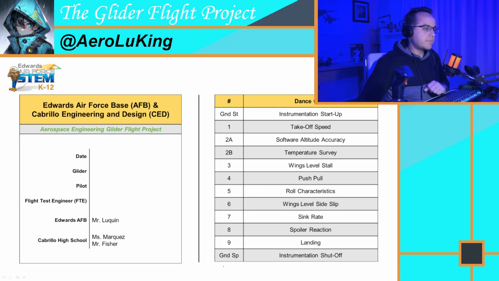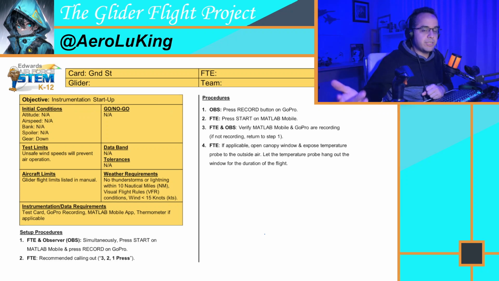That's what I mean. So what do the cards say? What kind of information? Well, you have traditionally a section where it tells you what the objective of this card is. In this case, it's just an Instrumentation Start-Up card, which is basically trying to get your data acquisition system, which in this case is your cell phone with MATLAB Mobile, along with the camera that we'll be using to record the dashboard where all the instrumentation sensors are in front of the glider.